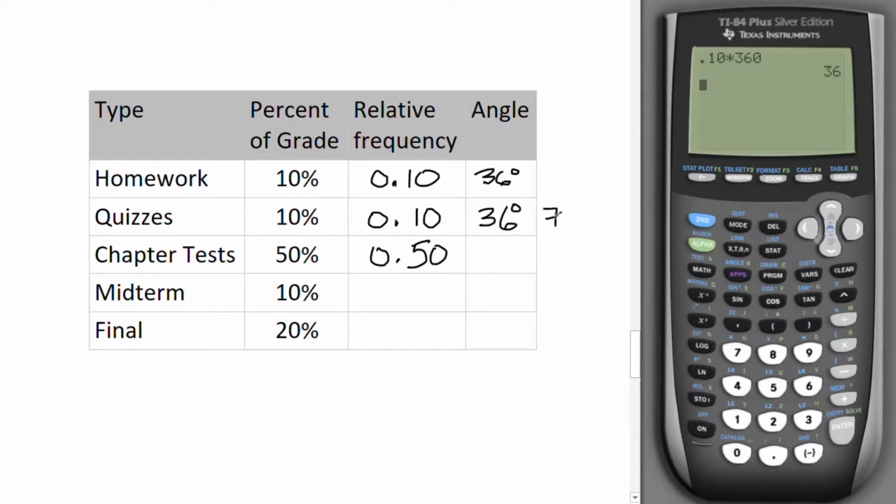If I wanted to keep a running total, I'd draw the second angle at 72. 50% of 360 is 180 degrees. And if I want to keep a running total, that's going to be 252 degrees. And I can continue in this fashion and fill out my chart.